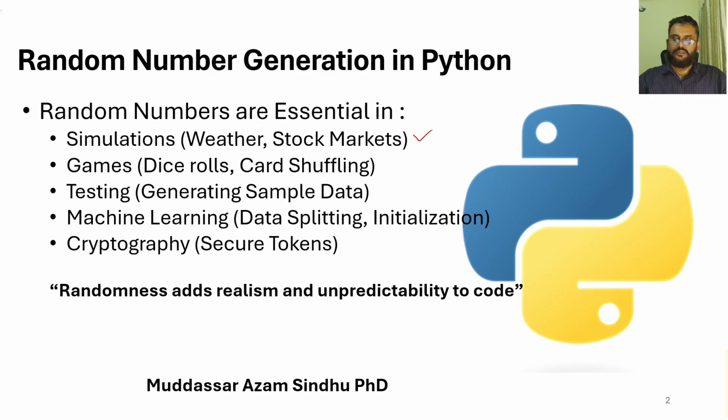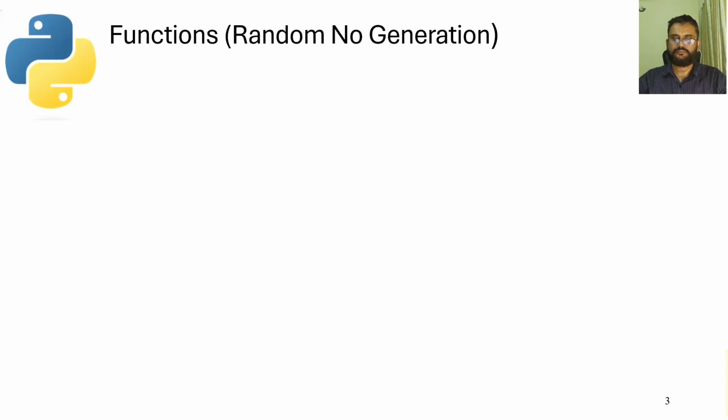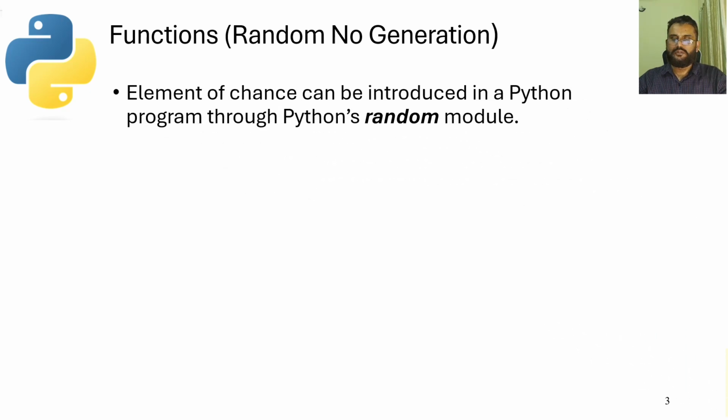And as it is very well said, randomness adds realism and unpredictability to the code. So we need our code to be unpredictable sometimes. So an element of chance or unpredictability can be introduced in a Python program using Python's random module.